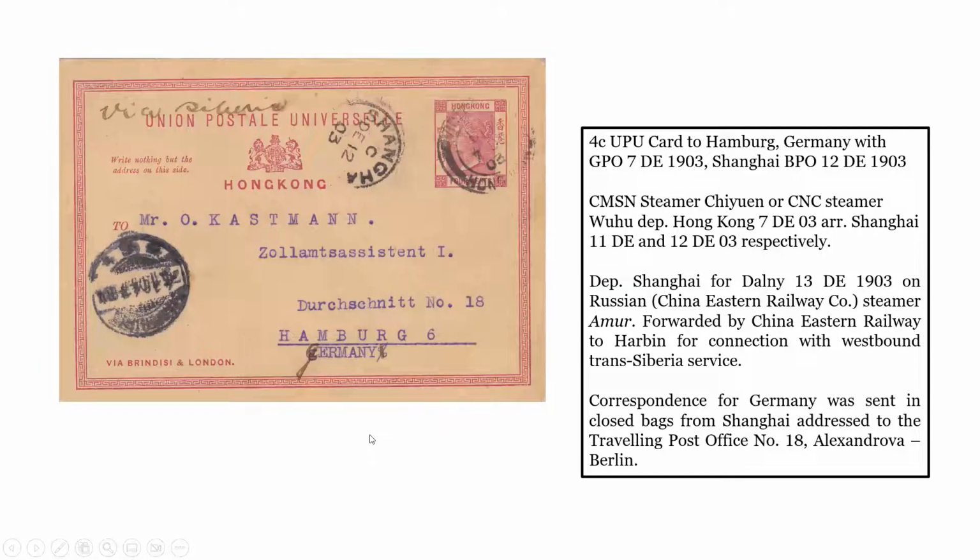This one was not to a dead country. This one's to Germany. And this one came from Hong Kong on 7th of December, Shanghai the 12th. And it went by either of two steamers, probably the Wuhu steamer, China Navigation steamer. And it then departed on the 13th, again on the Amur. Mail for Germany was sent through to a traveling post office, which is number 18 on the train between Alexandrova and Berlin, where mails were sorted into the different countries there. They weren't enclosed back to that traveling post office.